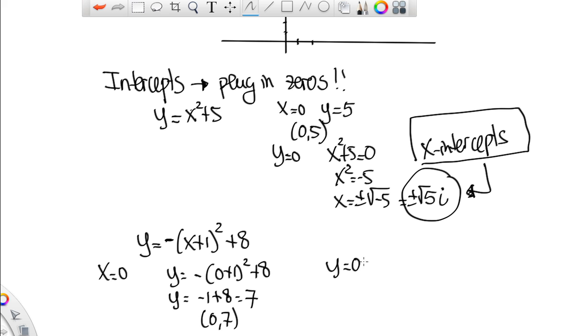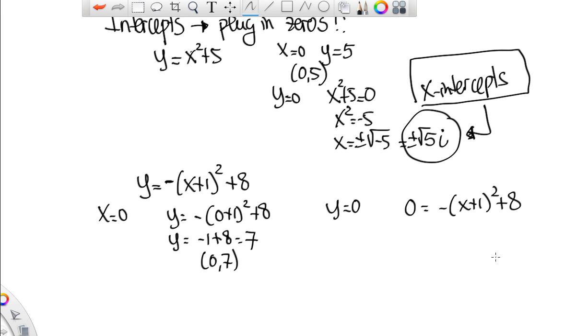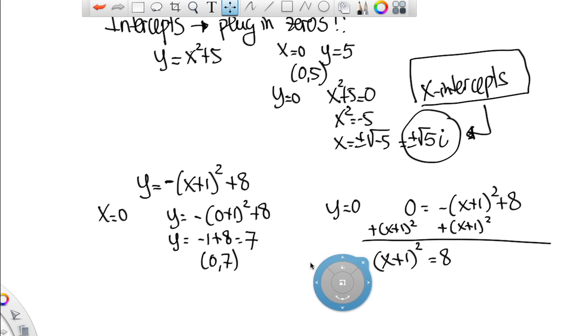How about y is 0? Well, 0 is a negative x plus 1 squared plus 8. Well, this is set up perfectly for completing the square. In this case, you have a negative chunk here, so I'm going to add x plus 1 squared on both sides as a chunk, or as a factor. So I get x plus 1 squared equals 8. How do you get rid of a square? Well, square root it. So hopefully you're looking at this and thinking, well, this looks like completing the square, which it really is. We have a perfect square here, so use it.